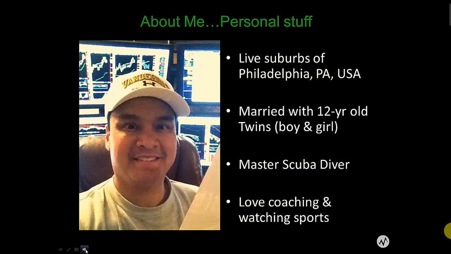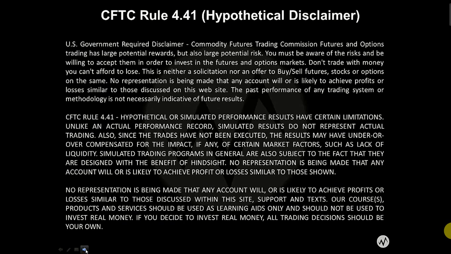This is the second, the CFTC Rule 4.41. The Commodities and Futures Trading Commission wants you to know that futures and options have potential risk and reward. Just don't trade with money you can't afford to lose. This is not a solicitation or an offer to buy or sell securities, stocks, or options. We want you to know that past performance of any trading system is not necessarily indicative of future results.